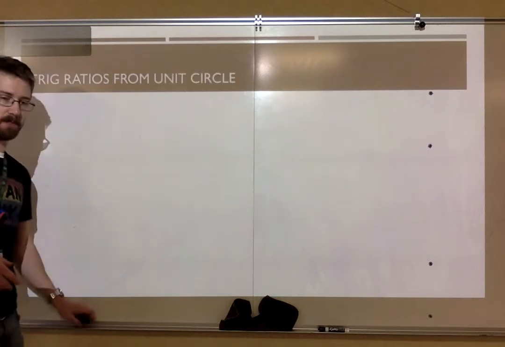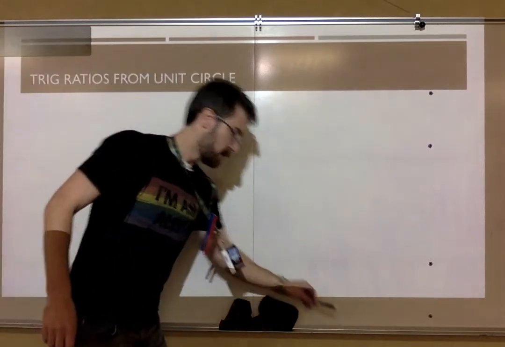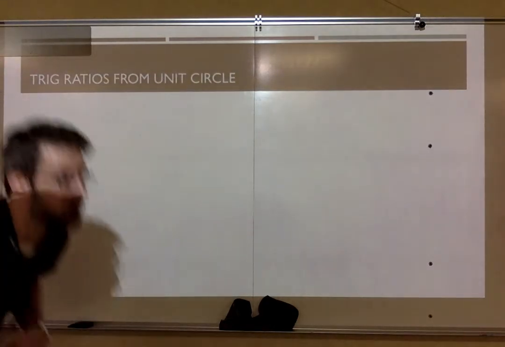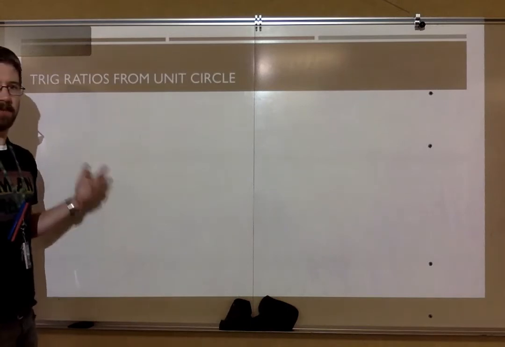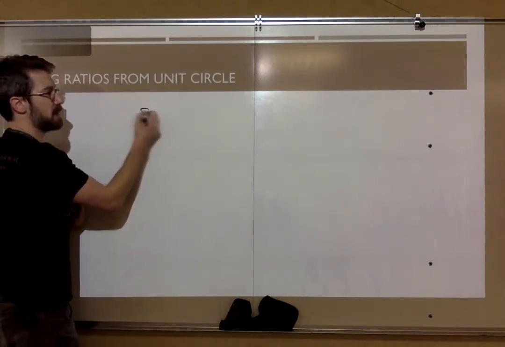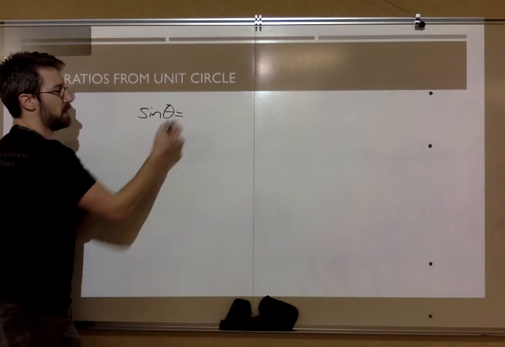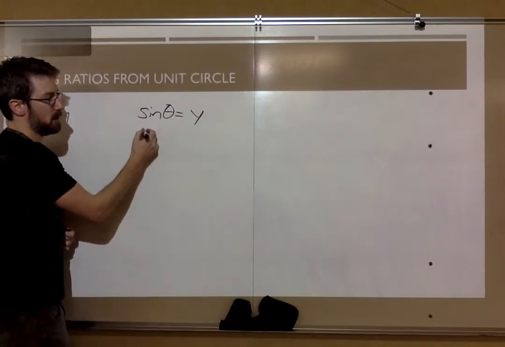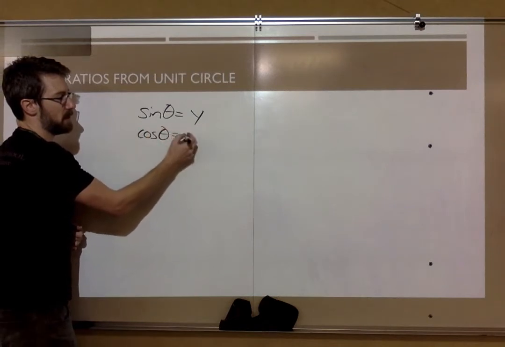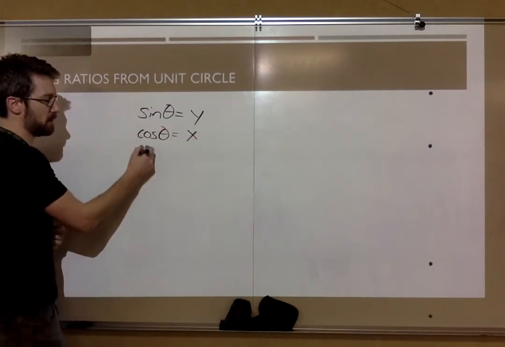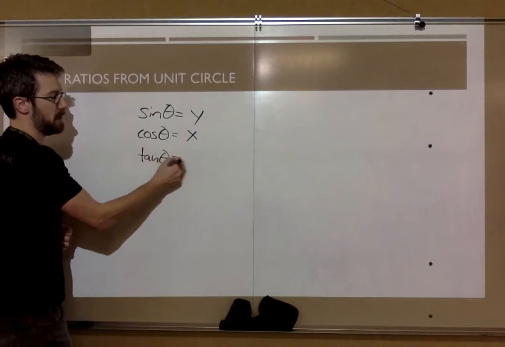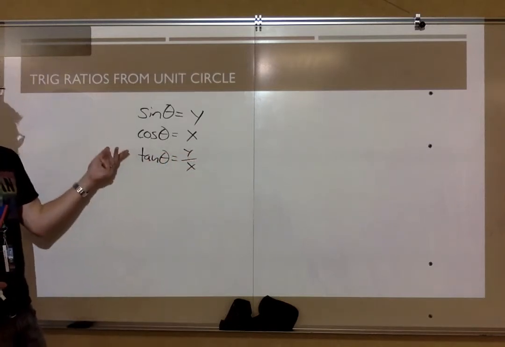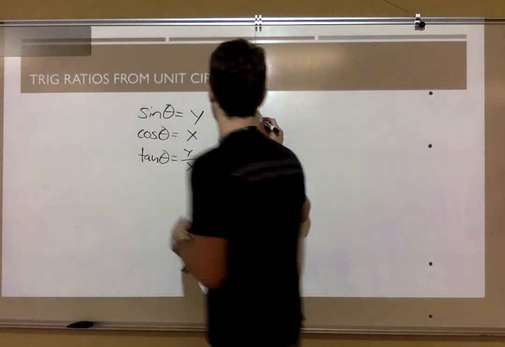All right, now that you've got the unit circle filled out, hopefully you paused to find ratios from the unit circle. So there's some shortcuts here we can take. Sine of theta is going to be the y value from the unit circle. Cosine theta is going to be the x value from the unit circle. Tangent theta is y over x. And then your reciprocal functions are just the reciprocals of those.